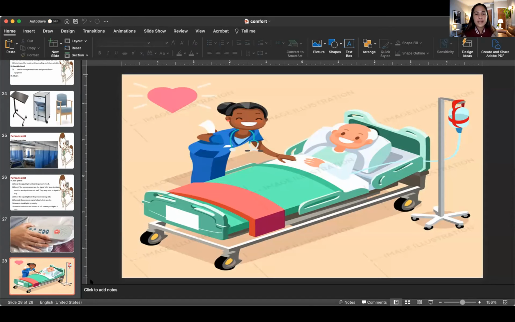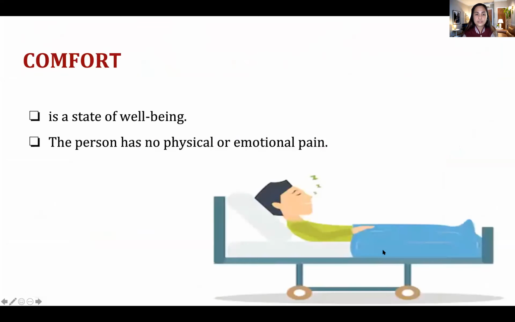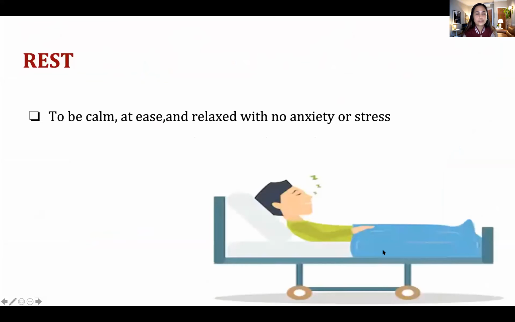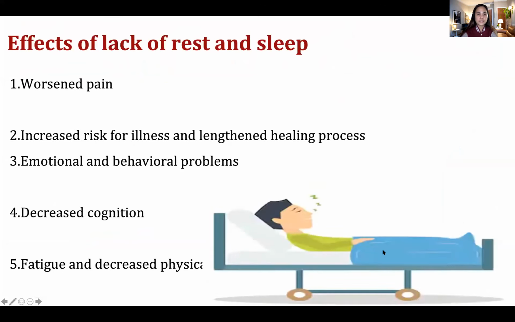Comfort, sleep, and rest. So I told you about comfort already. Rest is to be calm or at ease and relaxed with no anxiety or stress. Sleep is a state of unconsciousness with reduced voluntary muscle activity and lowered metabolism.